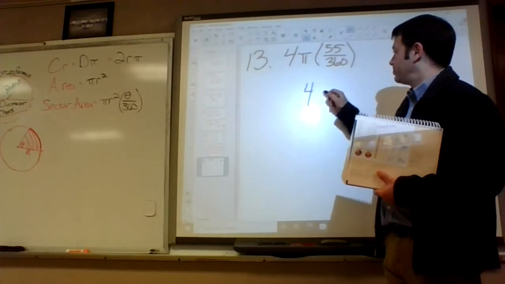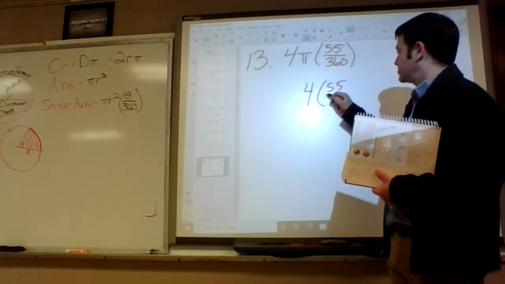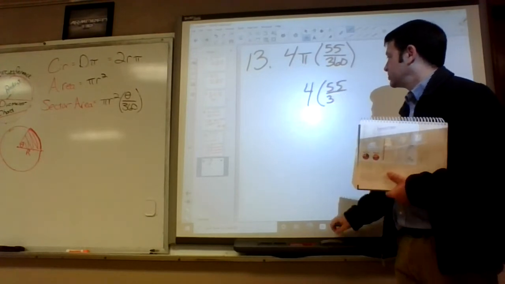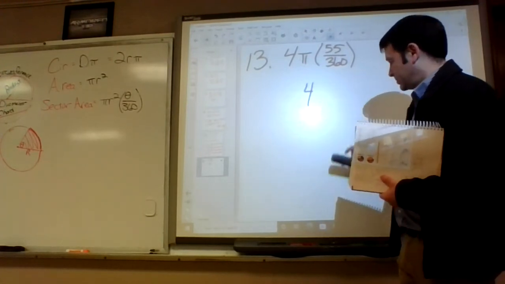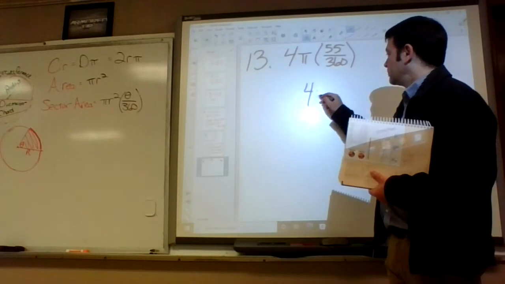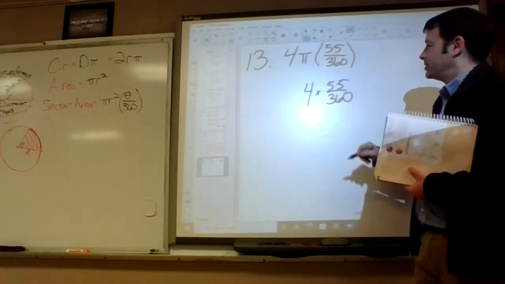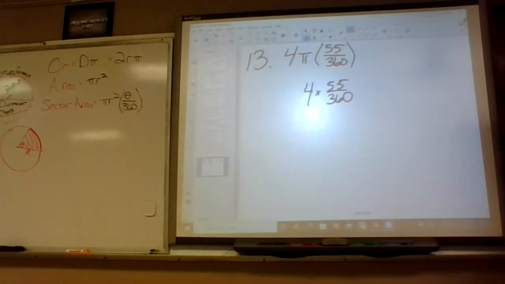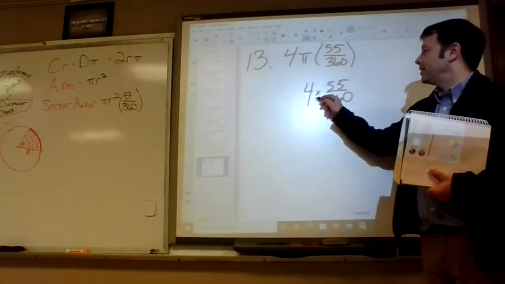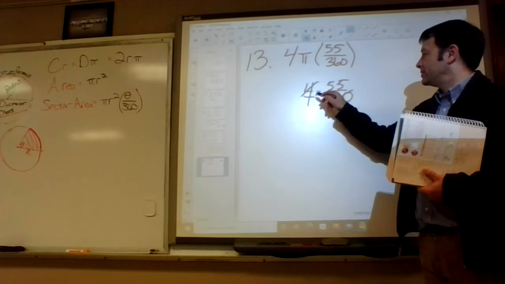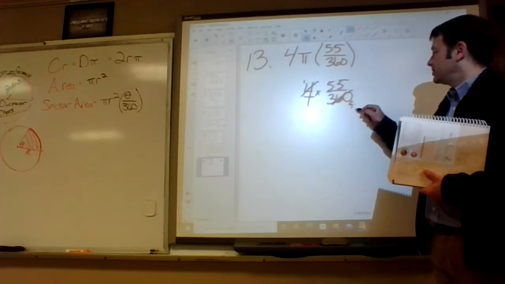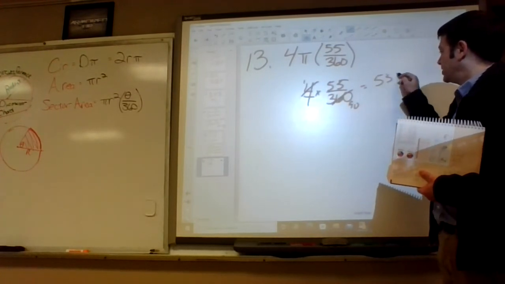Probably what you would want to plug in your calculator is 4 times 55 over 360, and then just put pi on the end of your answer. We're not going to be multiplying the pi out. And what you would get basically is that reduces to 90. So it would be 55 over 90.